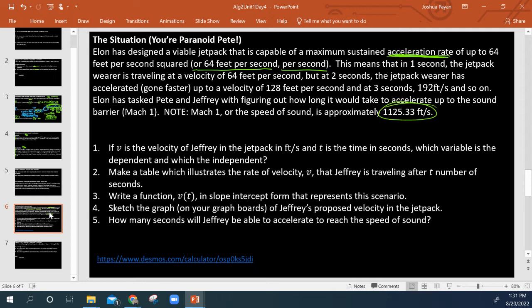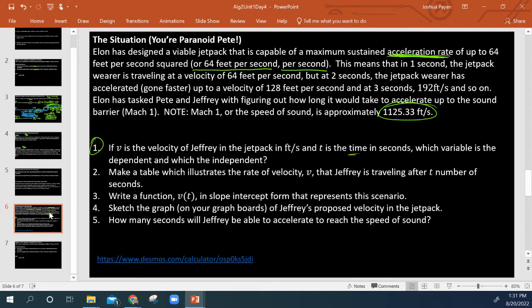And we're given the speed of sound here. Okay, so number one, if v is the velocity of Jeffrey in the jetpack in feet per second, and t is the time in seconds, which variable is dependent and which one is independent?